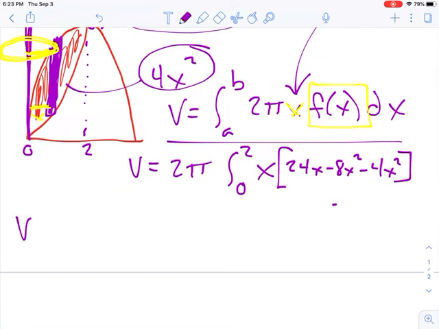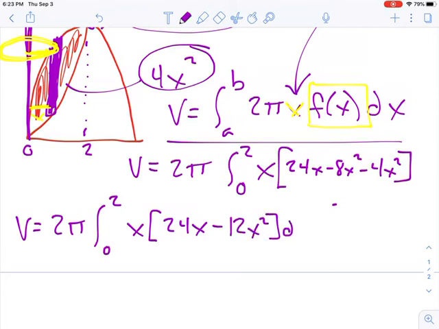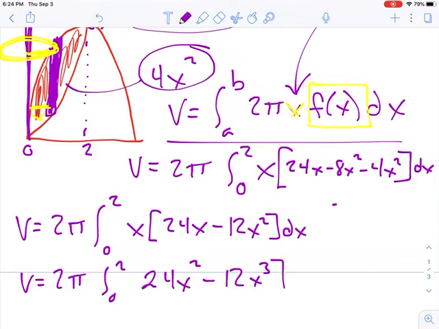So we have the volume is 2 pi times the integral from 0 to 2 of x times, what do we have, 24x minus 12x squared dx. And I didn't put my dx over there. And now multiplying through the x, the volume is 2 pi times the integral from 0 to 2 of 24x squared minus 12x cubed dx. And so now we are ready to integrate.